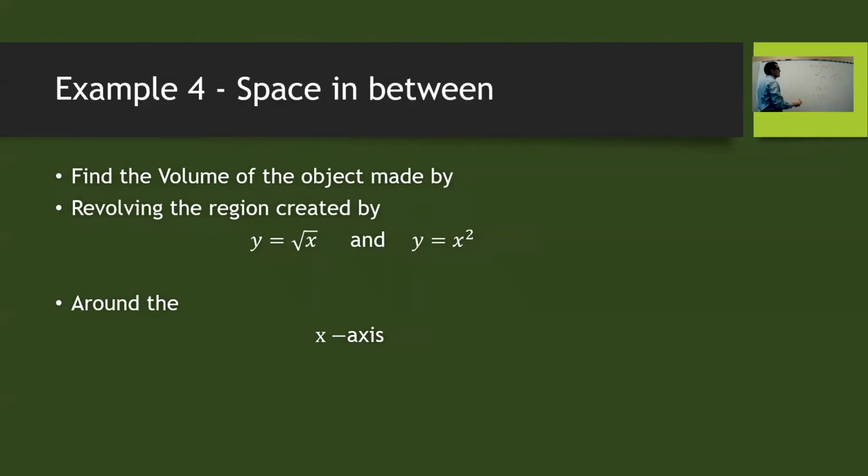It turns out when we have space in between, we can do those with 2 integrations. Or at least many times we can do those with 2 integrations. So this says find the volume of the object made by revolving this region around the x-axis. The region is created by y = square root of x and y = x squared. All right.